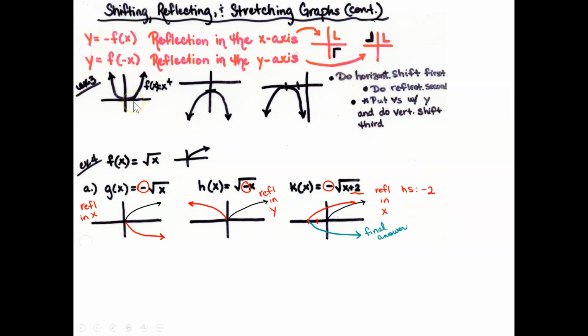Okay, so here's our original function. y is equal to x to the fourth. Looks a lot like x squared, just a little flatter at the bottom. So original function, y equals x to the fourth. So what's been changed about this one?